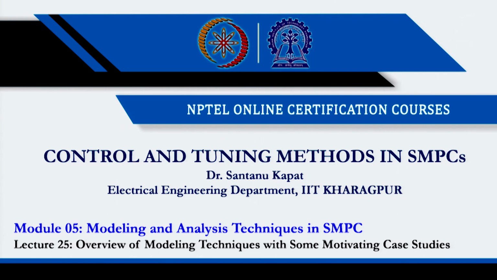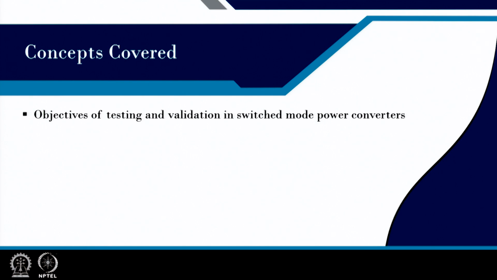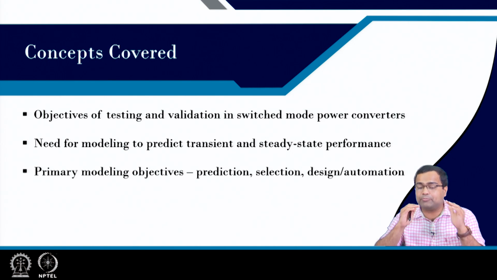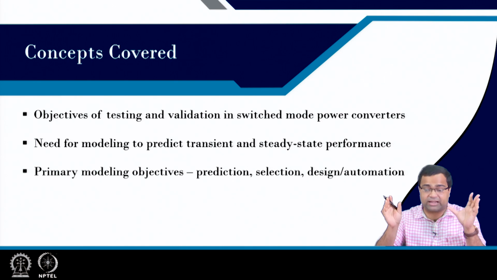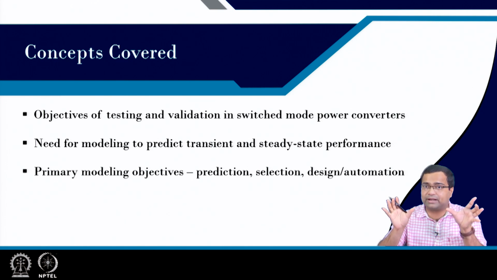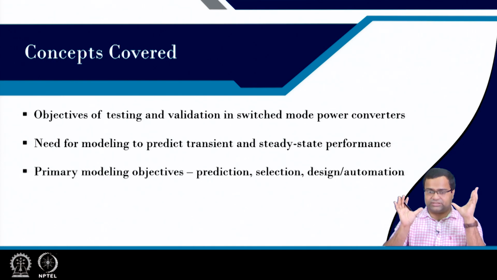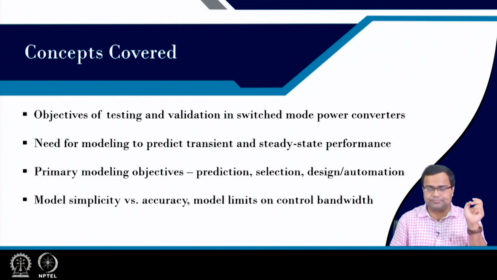In this lecture, we are going to talk about the overview of modeling technique and we are going to consider a few motivating case studies. So, first we will discuss what are the objectives of testing and validation in a switch mode power converter, then the need for modeling to predict transient and steady state performance, then the primary modeling objective, which can be categorized into three parts. That means, we need to predict, then we need to select the suitable control technique, and then we have to design as well as automate the process in order to meet certain requirements.